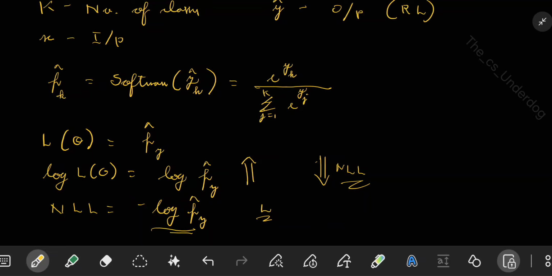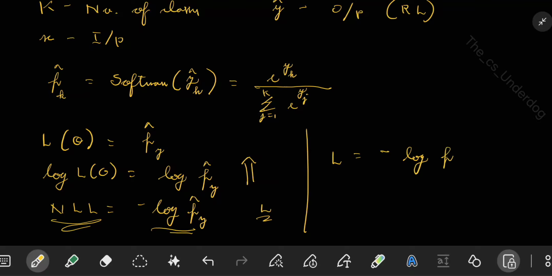Another way of understanding this: this was the likelihood, and what I'm writing here is the loss function. The loss function is the negative of log likelihood, NLL. This can be written as minus log py cap. When I write py, it is y true. That should be understood here. When I say py, it is the true label, among y, whichever is the y true for this particular example. That is what I'm pointing out here.